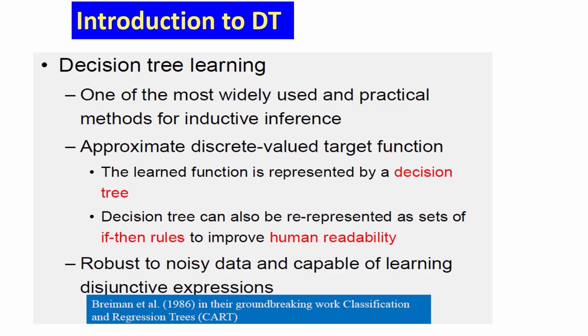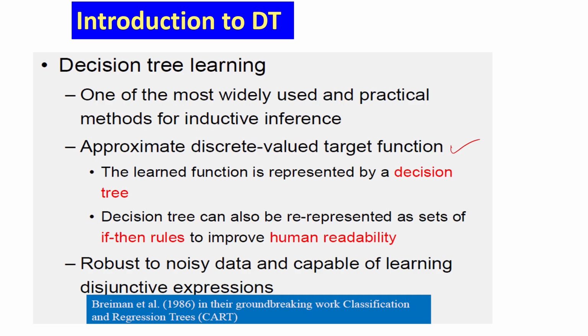So, what is a decision tree? Here one can approximate discrete value target functions. That is the primary important thing you have to understand. The learned function is represented by a decision tree. We are using a tree-like structure to make a decision, and it can be represented as a set of if-then rules, because we can always understand readability.